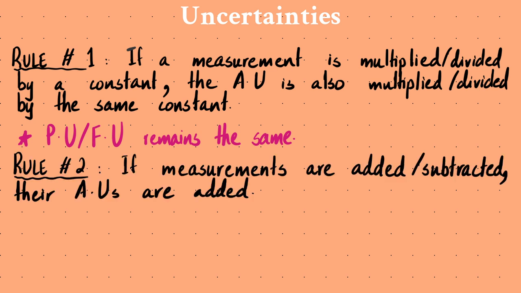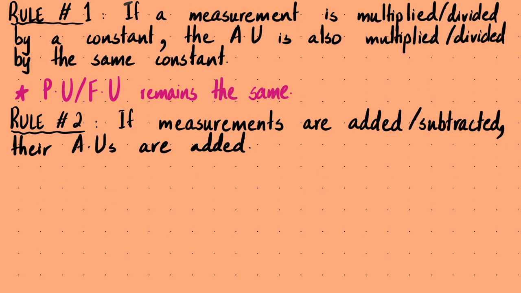This is rule number 2. This is for measurements or quantities being added or subtracted. If your quantities are either being added or subtracted, their absolute uncertainties are added. Now this could be used in a case, for example, where we want to find the perimeter, so we have to add lengths, or for example, if we sometimes have to subtract masses. So this rule is going to be used in cases like that. Let's now go on to rule number 3 of uncertainties.